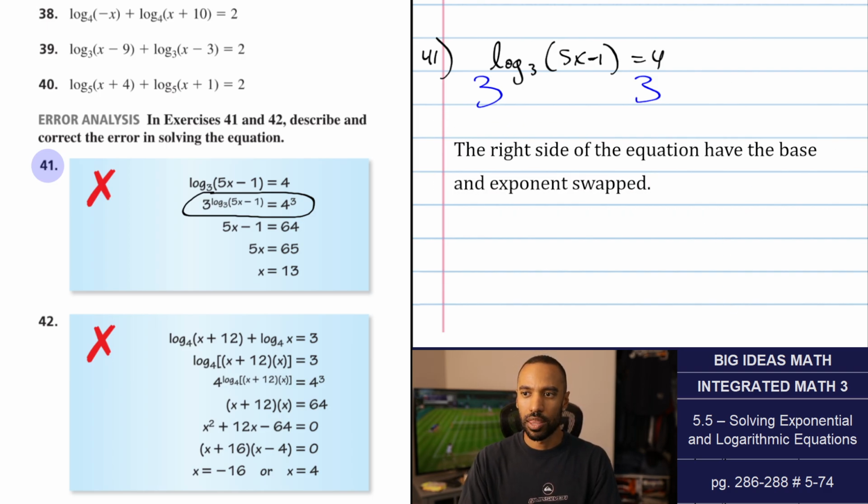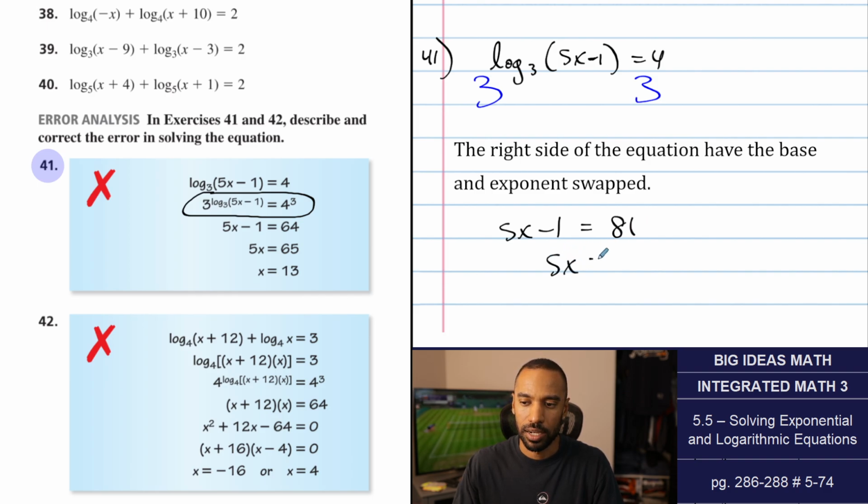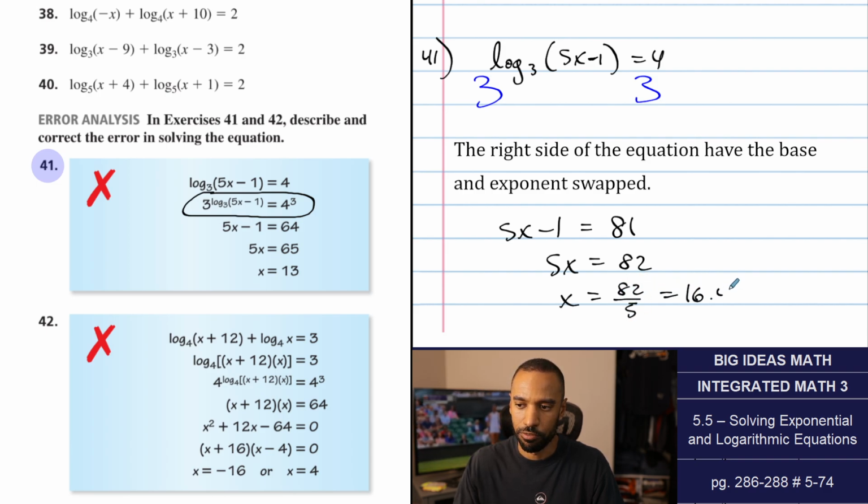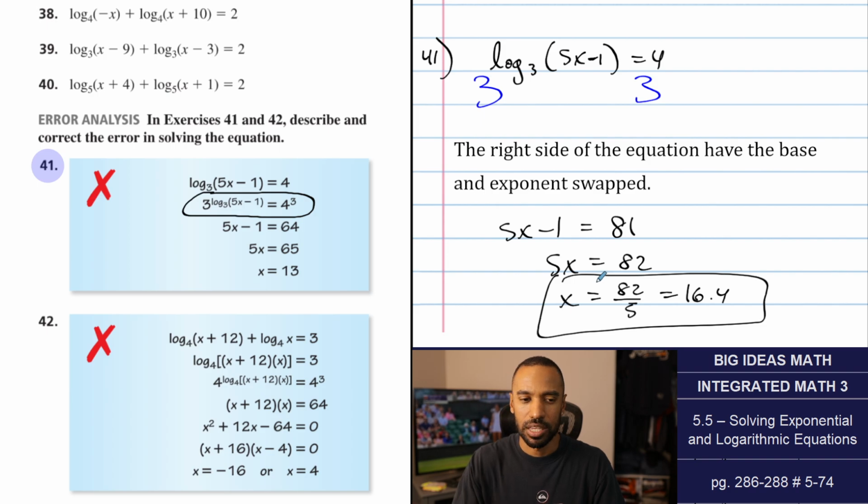So let's continue on that. Now, it's natural for you to have this because 3 to the log base 3 of 5x minus 1 is 5x minus 1. So that becomes 5x minus 1, and this becomes 3 to the 4th, which is not the same as 4 cubed. 3 to the 4th is 81. So you add 1 and divide by 5, you get 82 over 5, which is also 16.4. So that is your number 41.